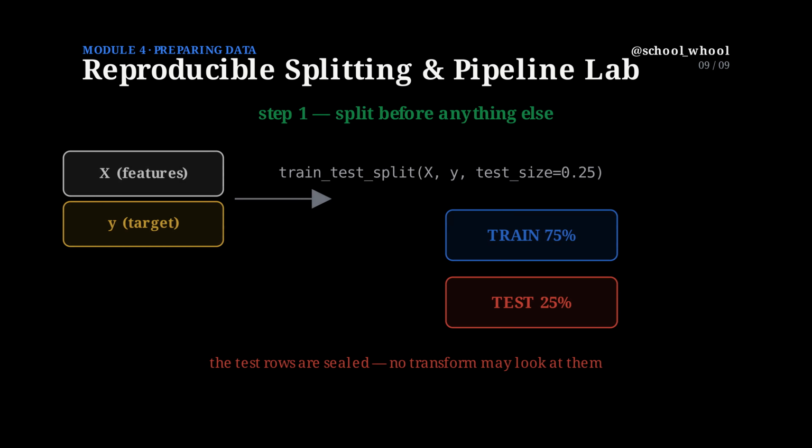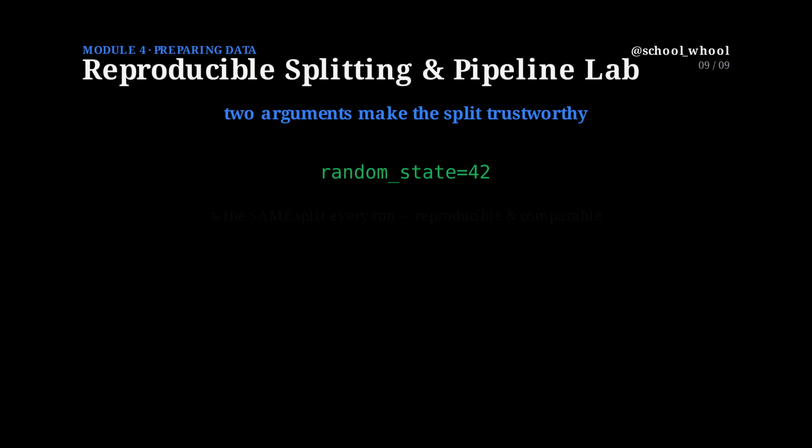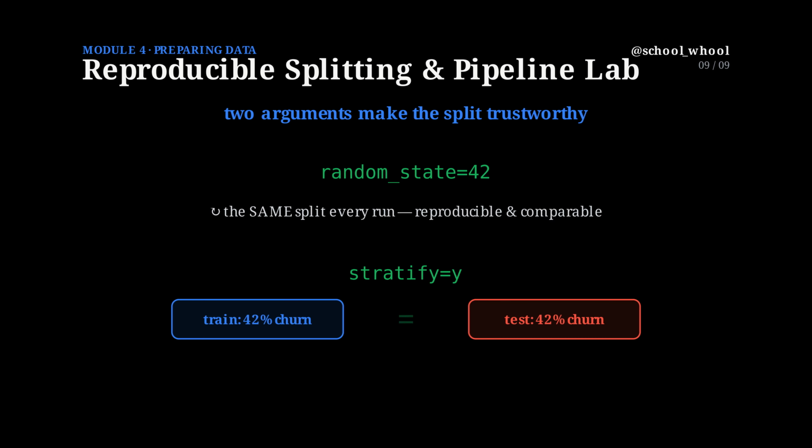Two small arguments make that split trustworthy. Random state, set to a fixed number, means you get the exact same split every single run, so your experiments are reproducible and comparable. And stratify keeps the churn rate identical in train and test, here, 42% in both. No lucky or unlucky split skewing your results.